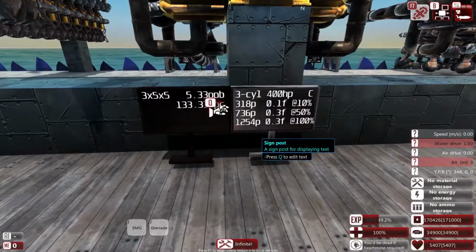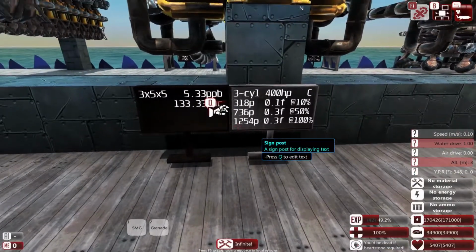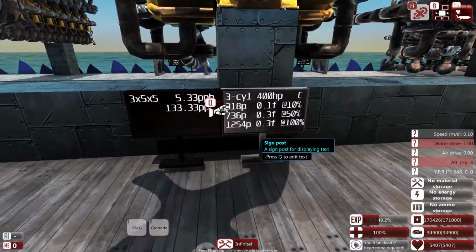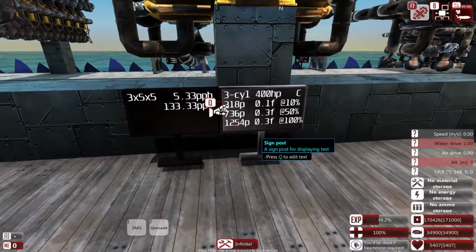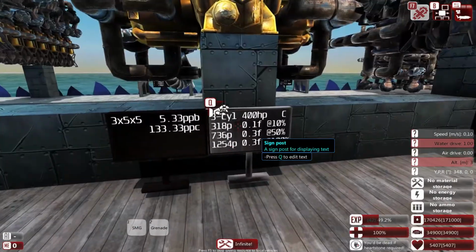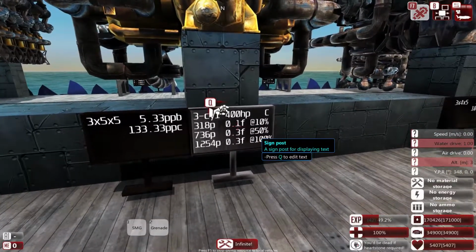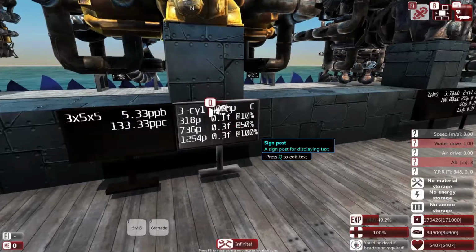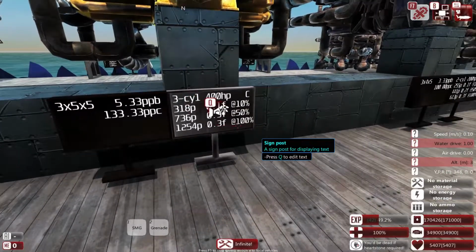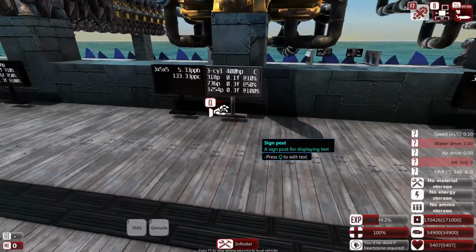Its power per fuel is 1200. Maximum power per fuel achieved is 1254, and through its power band it uses 0.1 fuel at 10%, uses 0.3 fuel at 50%, and 0.3 fuel at 100%.